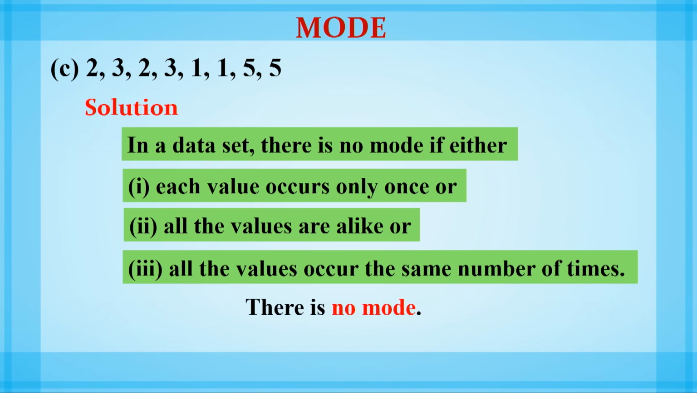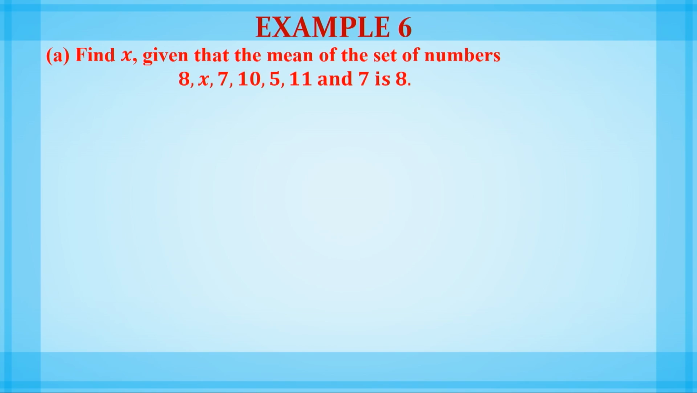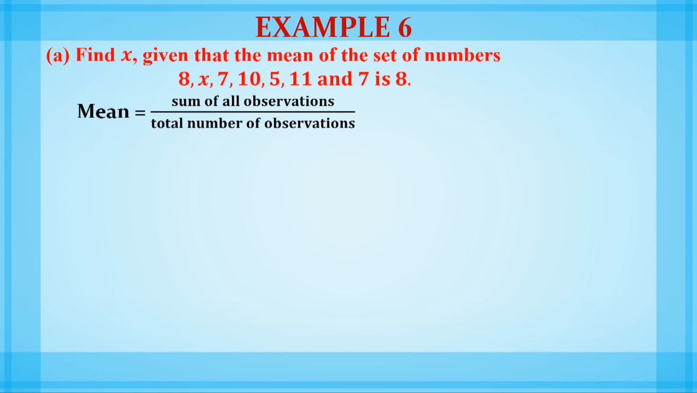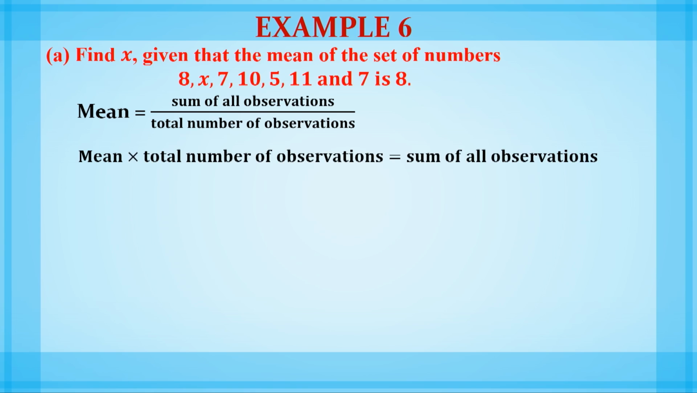The following example deals with calculation of mean, median, and mode for set of numbers. Part A. Find x given that the mean of the set of numbers is 8. Remember, mean is equal to sum of all observations divided by total number of observations, implying mean multiplied by total number of observations is equal to sum of all observations.